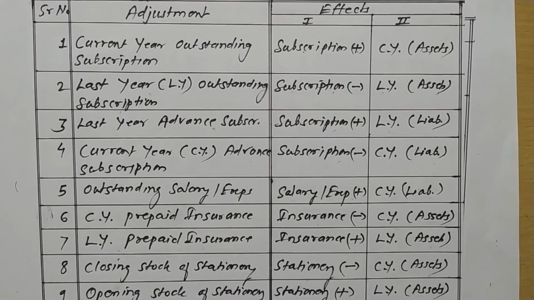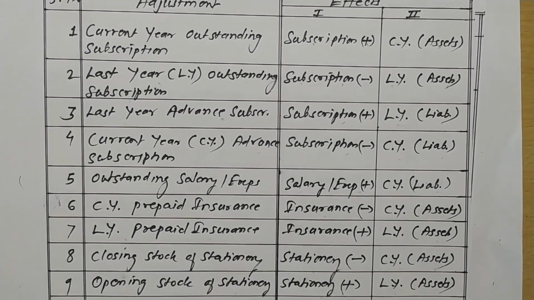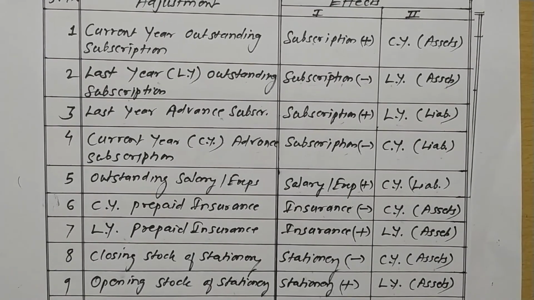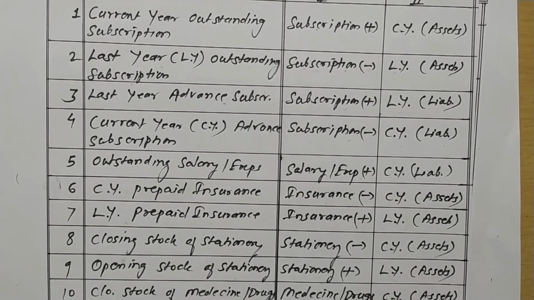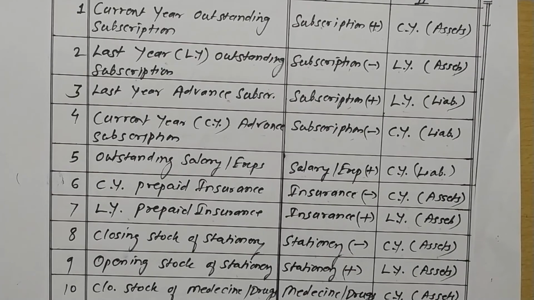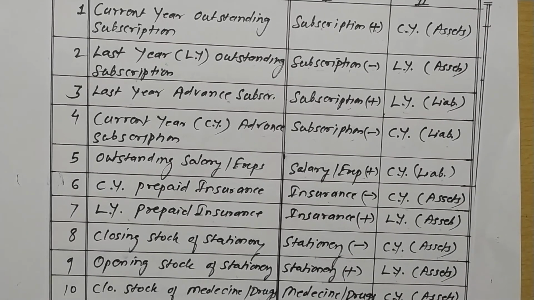Now fifth adjustment, outstanding salary expenses. It is to be added in salary and added in expenses, and second effect will appear on current year liability side. Now sixth adjustment, current year prepaid insurance. It is to be deducted from insurance, and second effect will appear on current year asset side.